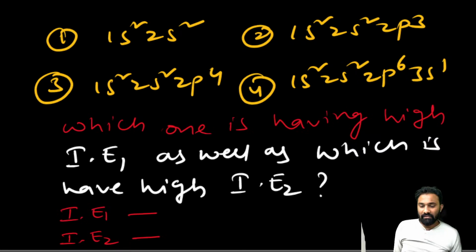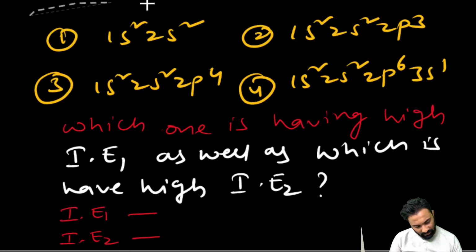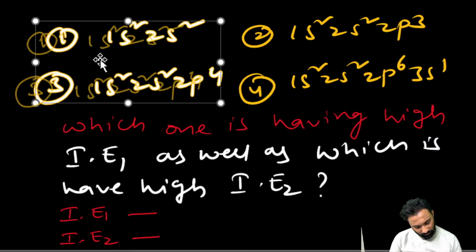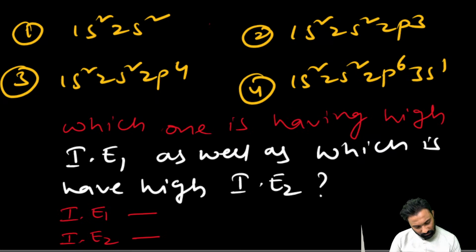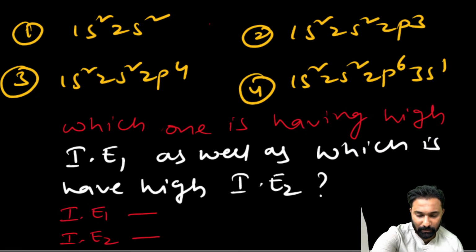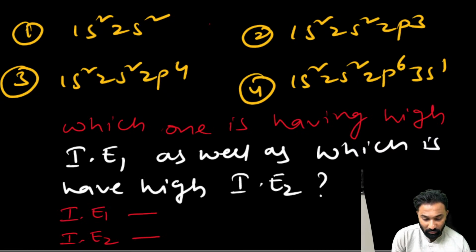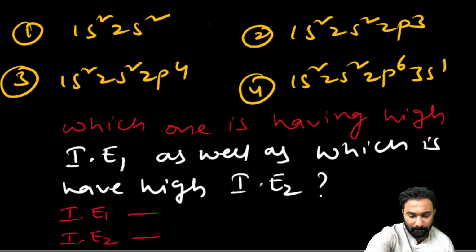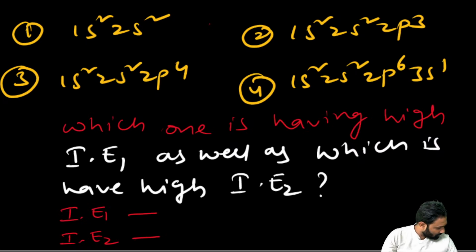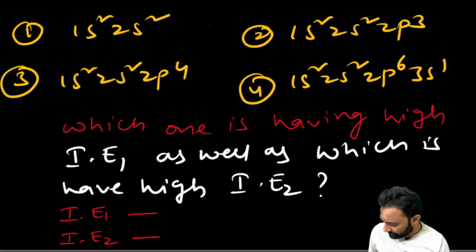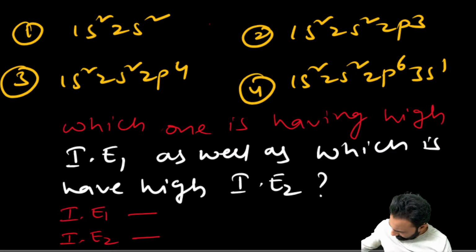Now listen carefully, I will explain. Here, what is the first option he has given? The first option is 1s2, 2s2. 1s2, 2s2 is of which electronic configuration, or which atom's electronic configuration?